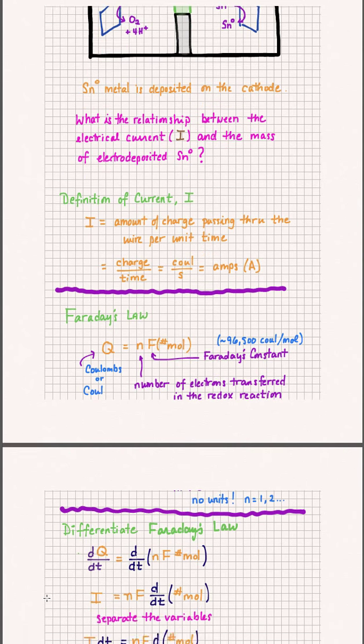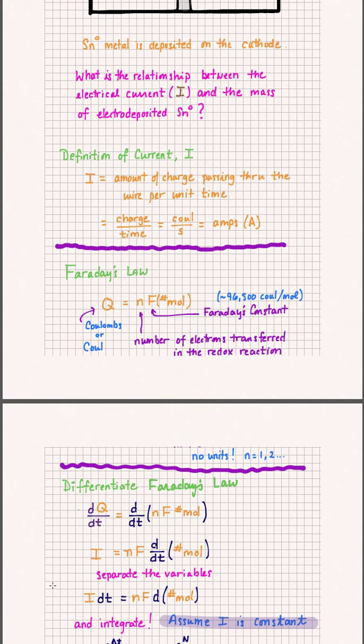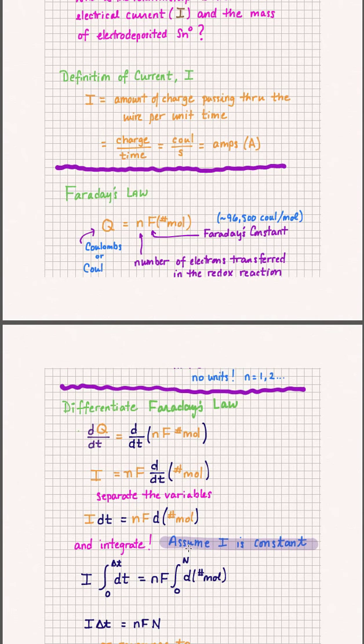What we can do is, if we are interested in how something changes over time, just do a little calculus. Say, how does the charge change with respect to time? But if I do it on this side, I have to do it on this side. The change in charge per time is called current. And the number of electrons transferred is constant. It's the same half reaction or overall reaction. And Faraday's constant comes out as well. But the number of moles involved can change.